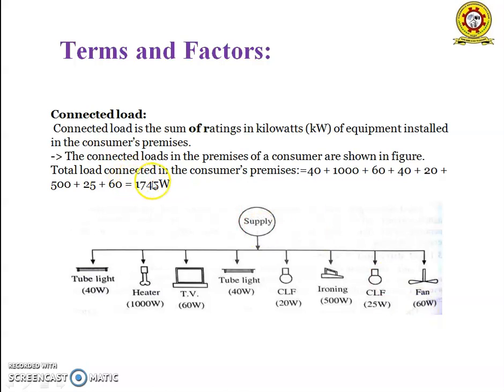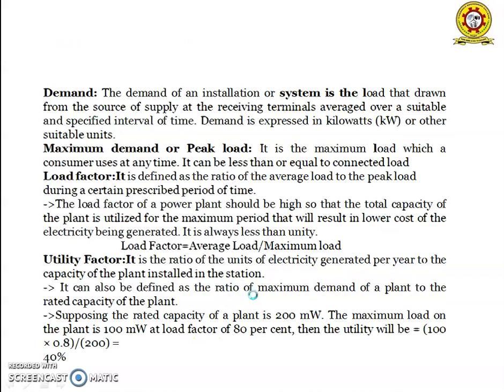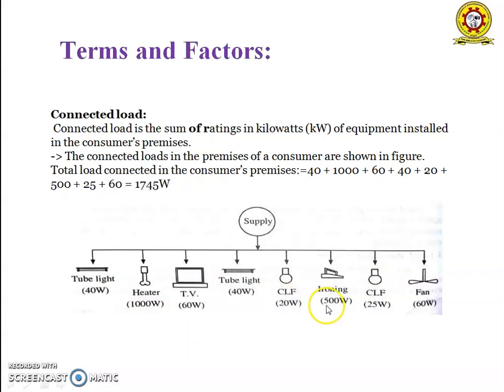So the total connected load of the consumer premises is equal to the sum of all the loads, that is, the sum of the tube light load, heater load, TV load, tube light load, CFL load, ironing load, CFL load, and fan load. That is equal to 40 plus 1000 plus 60 plus 40 plus 500 plus 25 plus 60, which is equal to 1745 watts.